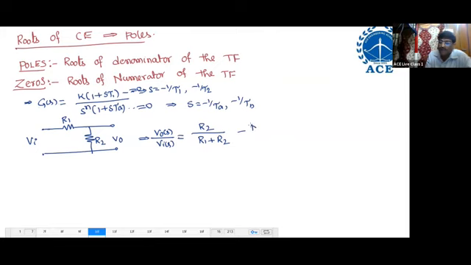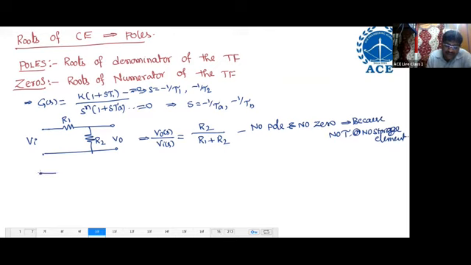Here no pole and no zero, because no time constant. Because no storage element. No time constant or no storage element. That's why the order is 0. For example, I'll take an RC circuit.